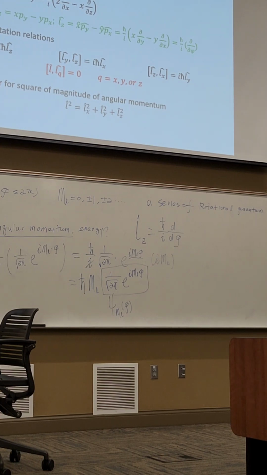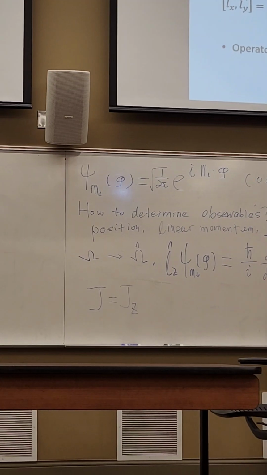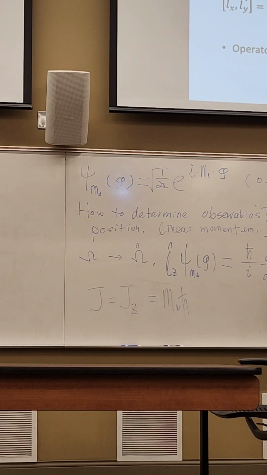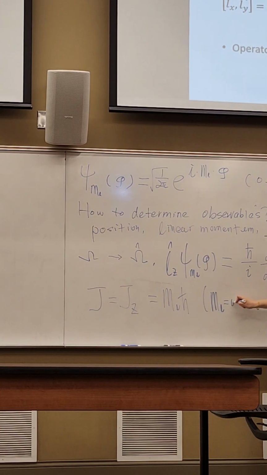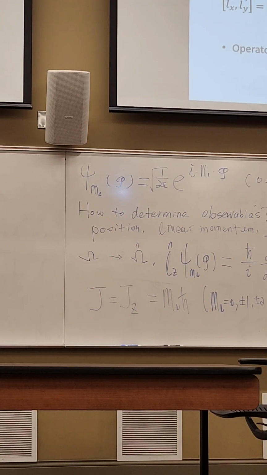So the eigenvalue, which means I can write out J equals to the component in the z that gives you the value m sub l h bar. Now m sub l is a quantum number, so m sub l equal to 0. Right, so it depends on the quantum state. I will have different values for the angular momentum.